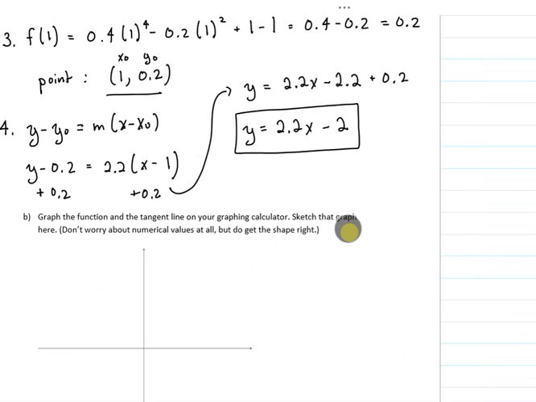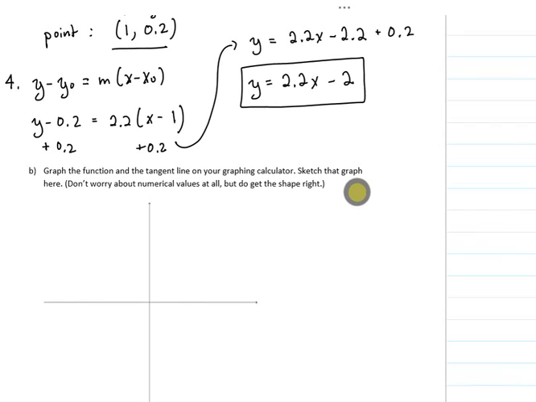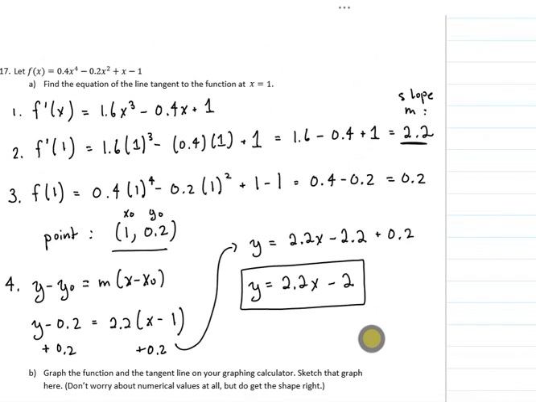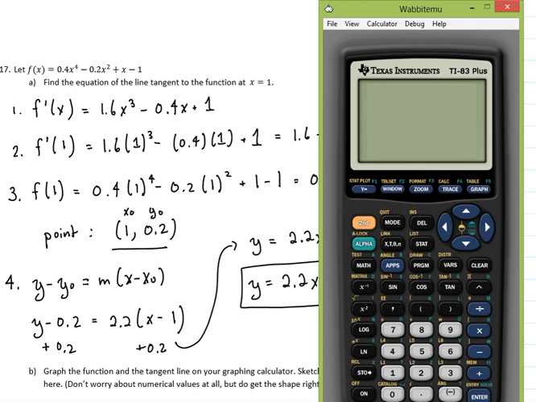Part B tells me to graph the function and the tangent line on my graphing calculator and sketch the graph here. So let me zoom up so I can see both. And let me pull up my calculator. Alright, I'm going to go to y equals after I turn my calculator on, and put in my first function. That is 0.4x to the fourth minus 0.2x squared plus x minus 1.